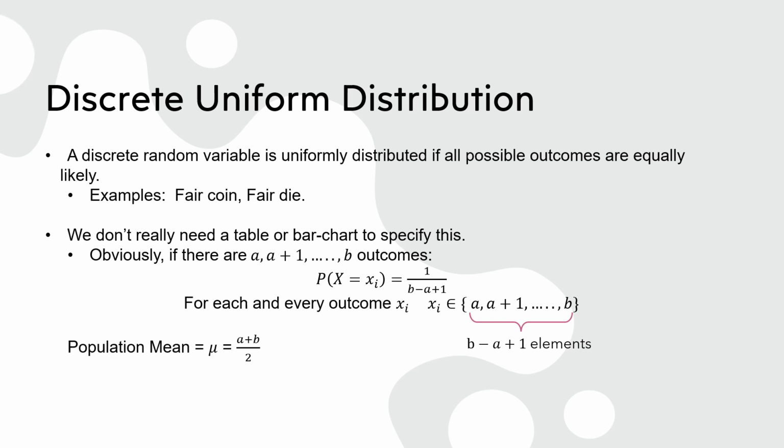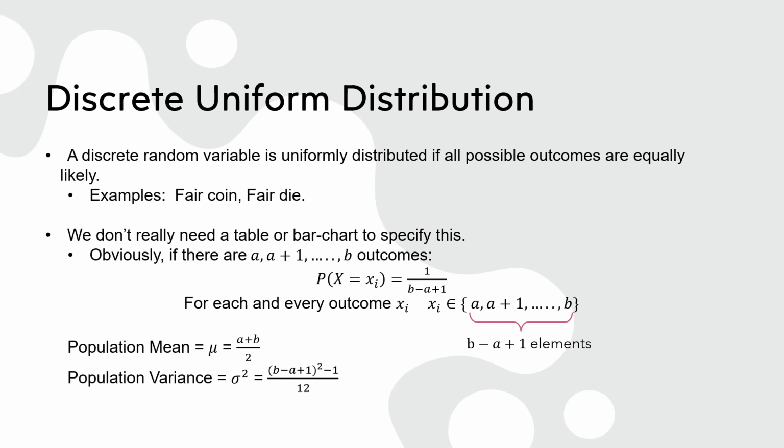The population mean, also called the expected value, for a uniformly distributed discrete random variable can be calculated as the midpoint of the range of acceptable values. Mean is equal to a plus b divided by 2. This makes sense intuitively because, in a uniform distribution, the outcomes are evenly spread, so the average lies at the center.